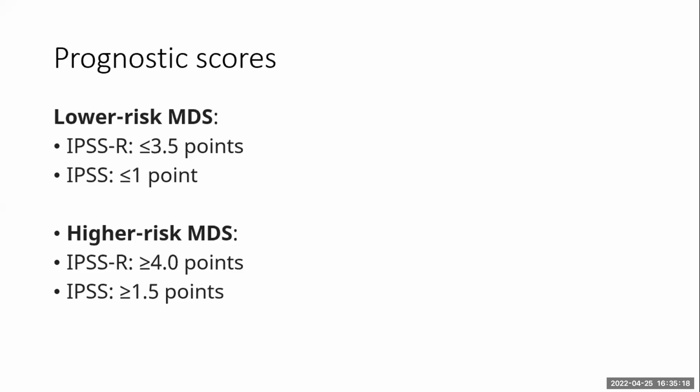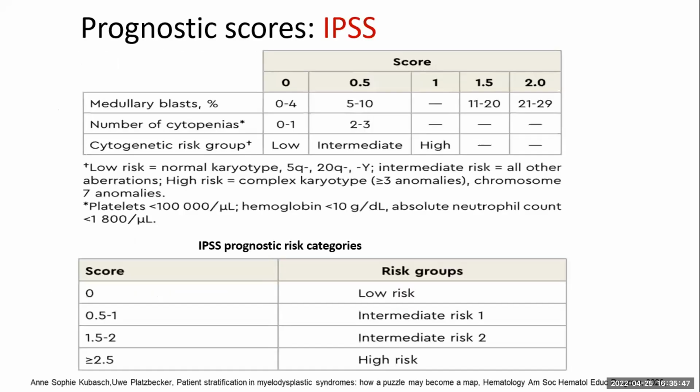For an MDS subtype to be classified as lower risk, it has to have an IPSS score of 1 or less, and on the revised score, a score of 3.5 or less. The ones that are classified as higher risk will have an IPSS score of at least 1.5, and on the revised score, at least a score of 4. So we'll go through some of these.